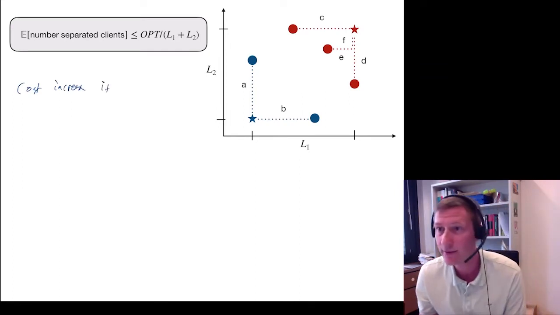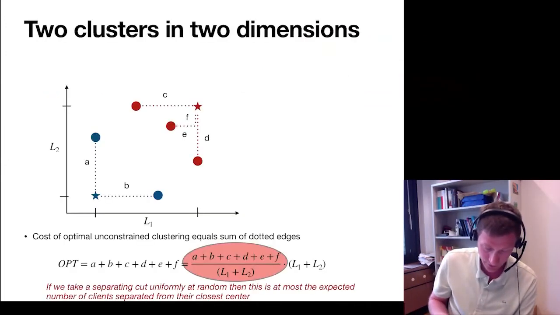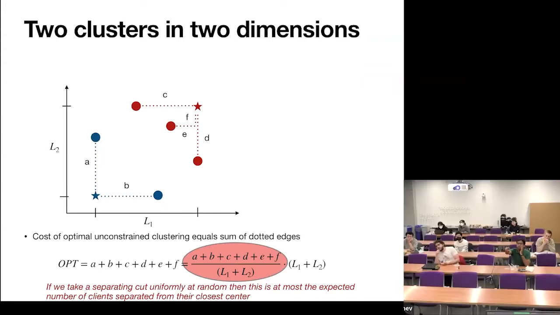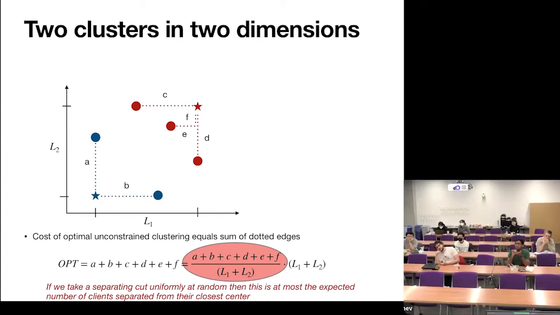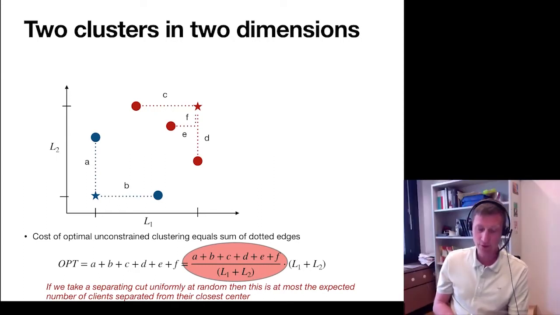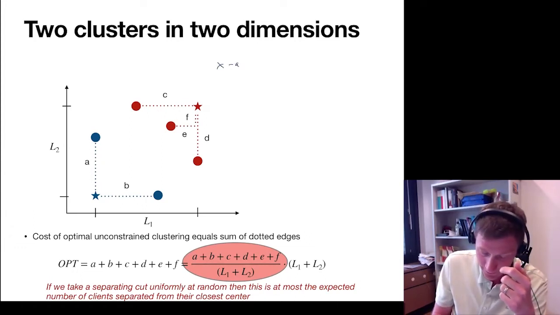Question? Yes. In the previous slide, you did this random cut. You choose either cutting along the x-axis or the y-axis, right? So why is it A over L1 plus L2? If you choose the y-axis, it's only A over L2, right? Oh, I see. We will choose a cut on the x-axis with probability L1 over L1 plus L2, and the y-axis with probability L2 over L1 plus L2.